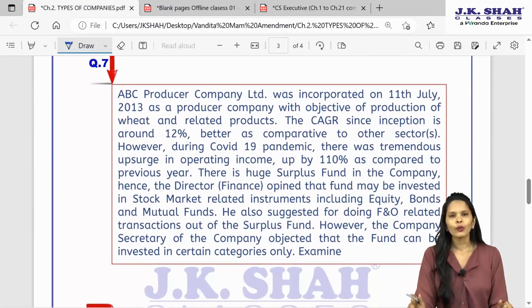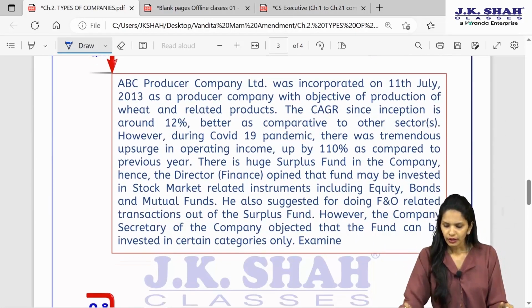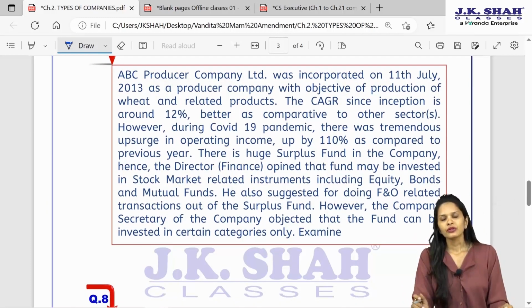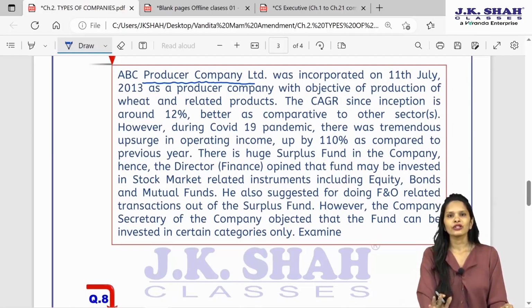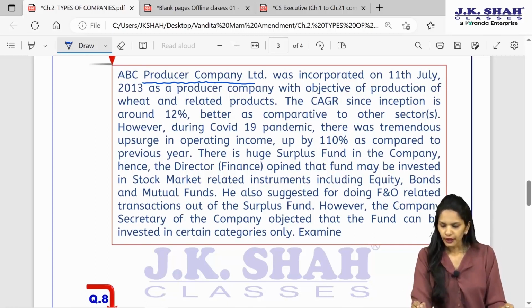Now let us go to question 7. Now there is an ABC producer company. Now first of all, it should be fixed in our mind that this question is relating to a producer company. Okay, so it was incorporated on 11th of July 2013 as a producer company with the objective of production of wheat and related products.